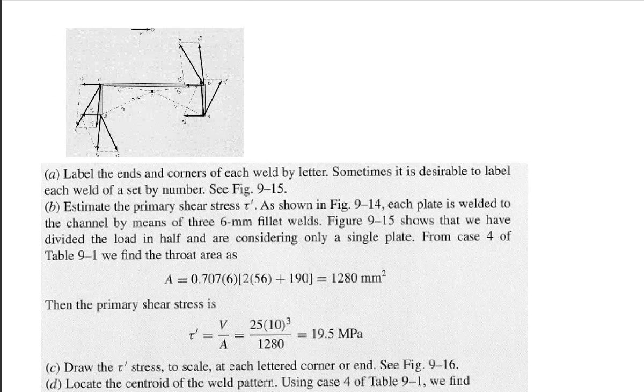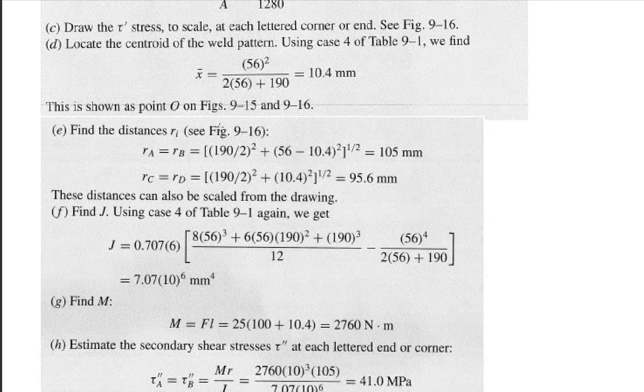For these welds, we're going to need to calculate these R distances. Okay, but rather than using what we did with the bolts, which was an MR over summation R squared, we're going to use a TR over J calculation. So we do need J. And here's J that's calculated using the formula from the table that we passed through earlier.